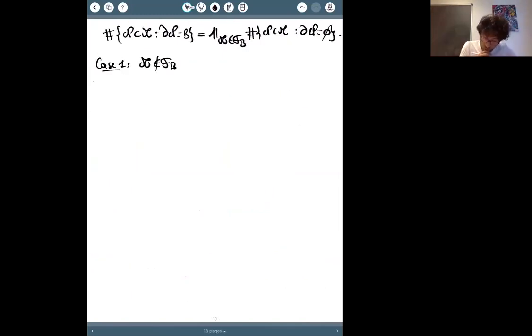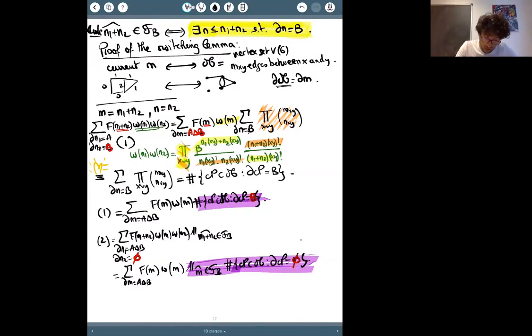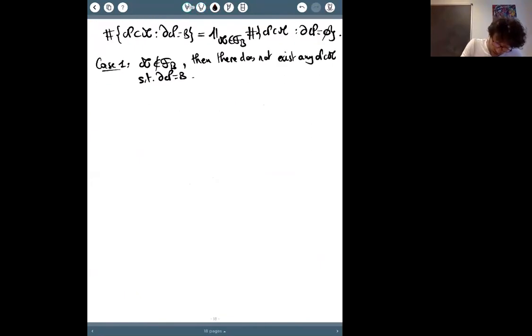If this is true, if M doesn't belong to F_B, it's easy to see that there does not exist any N included in M such that this is B. Either by definition, if you took Trish's definition, the yellow one, or by just noticing the equivalence if you took my definition. So in this case, zero is equal to zero.